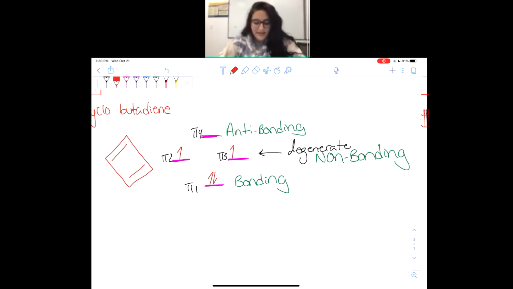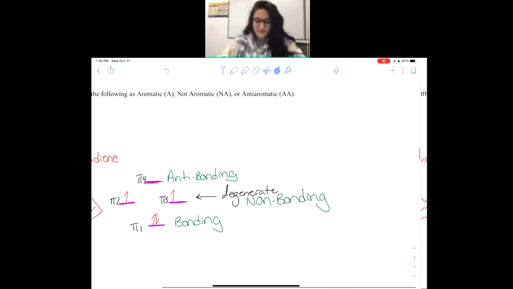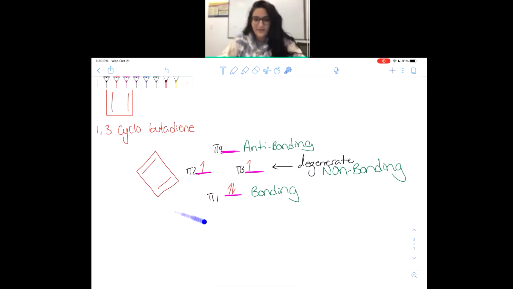Uh-oh. Now, what is the biggest difference between this diagram and the one we drew for benzene? What sticks out to you guys? Yes, exactly. So the energy levels are not full. That's really, really bad. So these non-bonding orbitals are half full. And so this is exactly why antibonding is so bad.